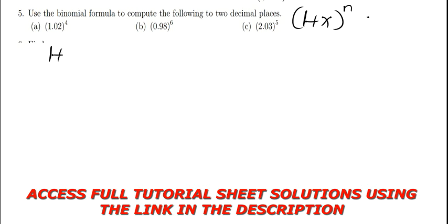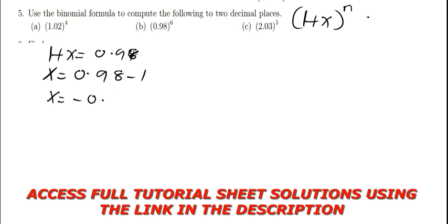So you get what is in the brackets. 1 plus x should be equal to 0.98. Then 1 plus x, you shift 1 to the other side. So this becomes x is equal to 0.98 minus 1. So that becomes negative 0.02. I think so. It should be that way, yes. Negative 0.02. So meaning now it is 1 plus negative 0.02 raised to the power 6.